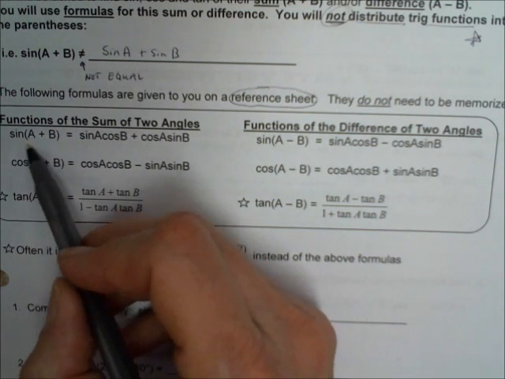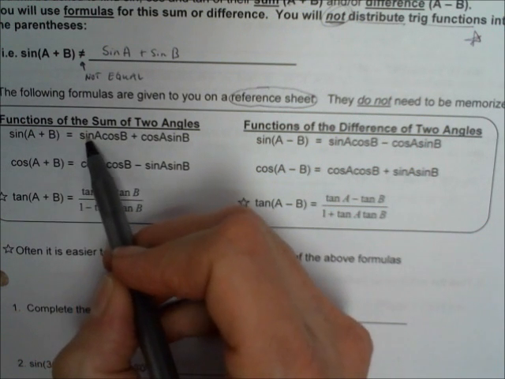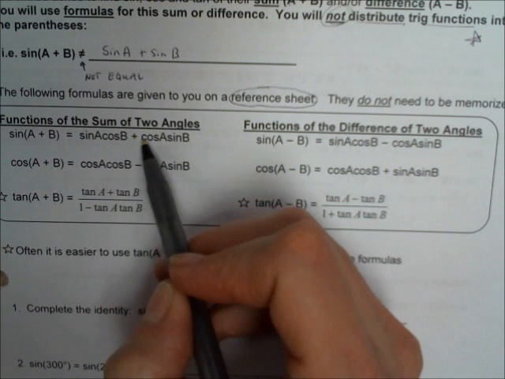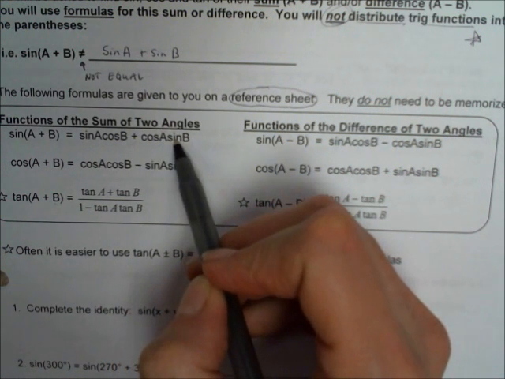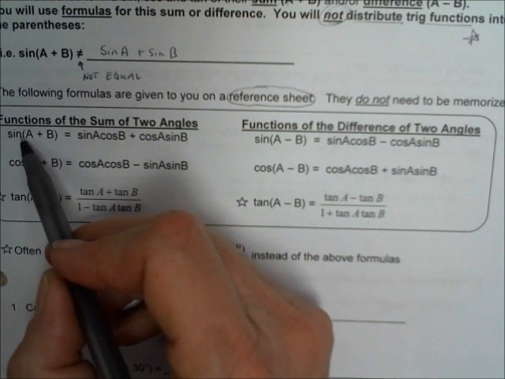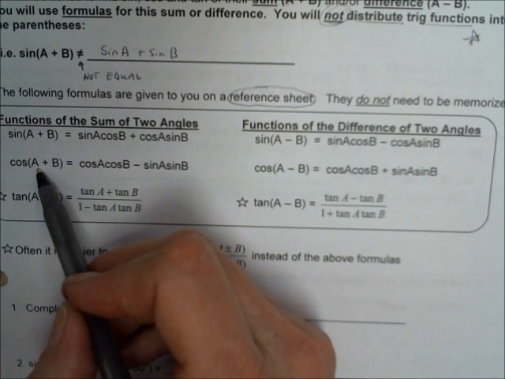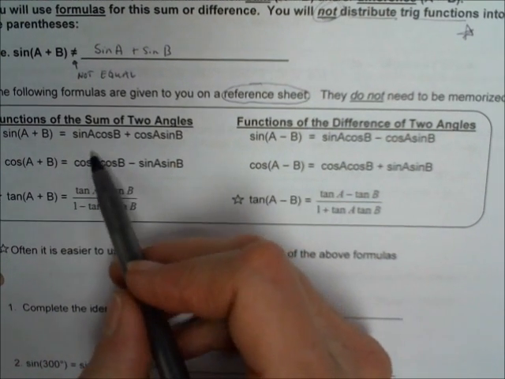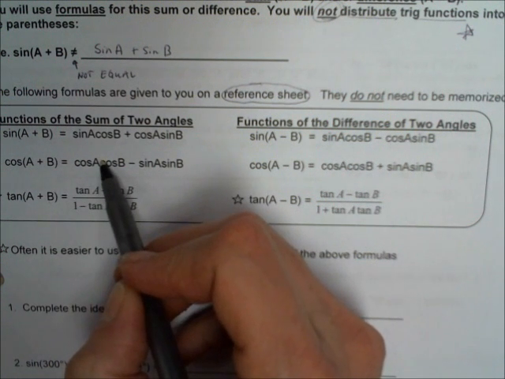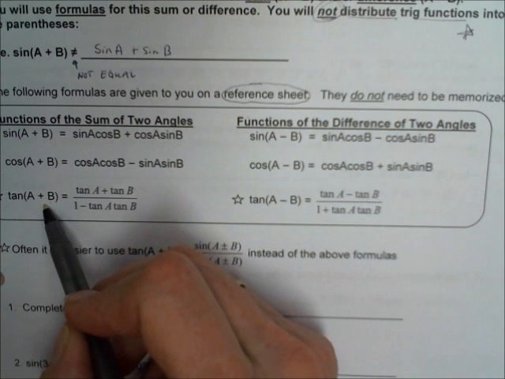That's just an example. They can be any two numbers. But how you figure out this sine of a plus b is you're going to find the sine of a, multiply it by the cosine of b, and then add to that the cosine of a times the sine of b. So this is expanded out, the sum of two angles. The cosine sum is similar, but things get a little bit mixed up. It's the cosine of a times the cosine of b minus sine of a sine of b. And here's the tangent of a plus b.